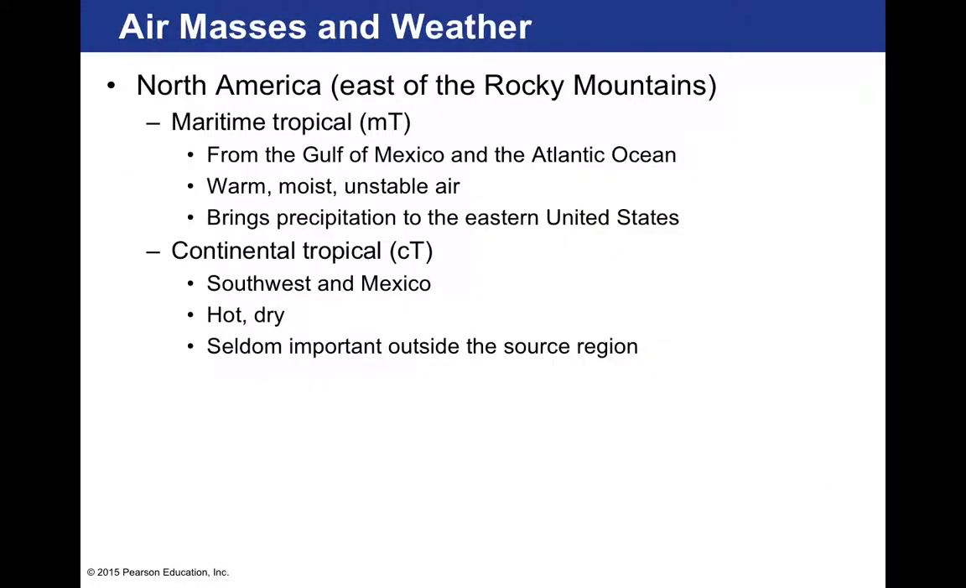Maritime tropical air masses tend to originate from the Gulf of Mexico and the Atlantic Ocean. These are warm, moist, unstable air, and they bring precipitation to the eastern United States. We also have some continental tropical air masses to worry about every now and then, and they originate in the southwest and Mexico. These are hot and dry, but these are seldom important outside of those source regions.